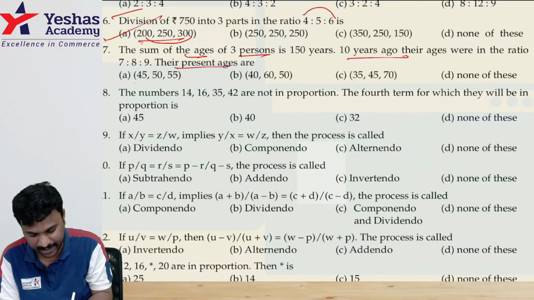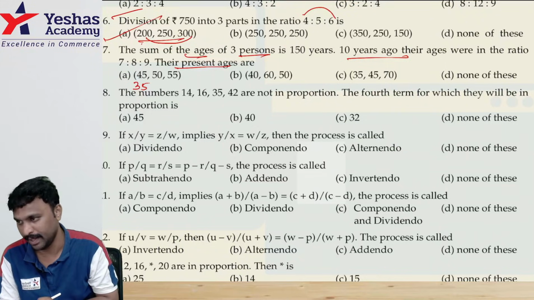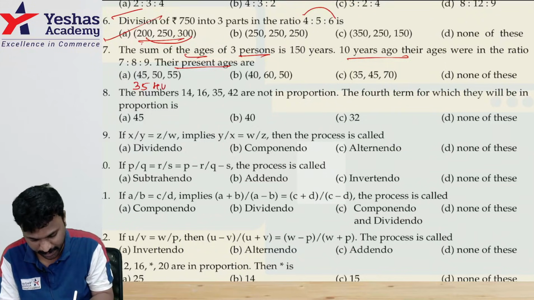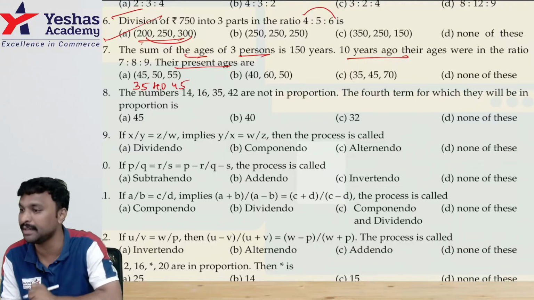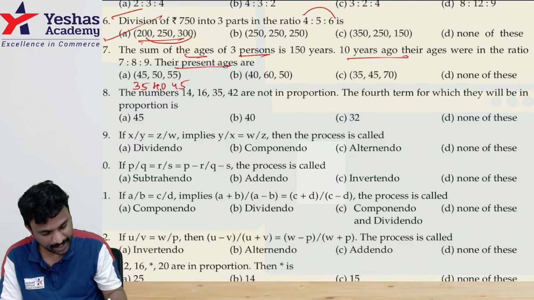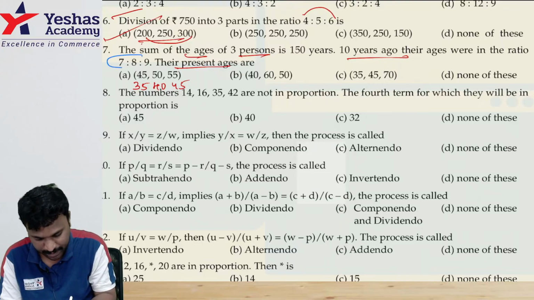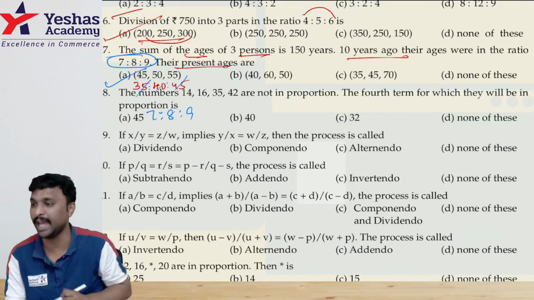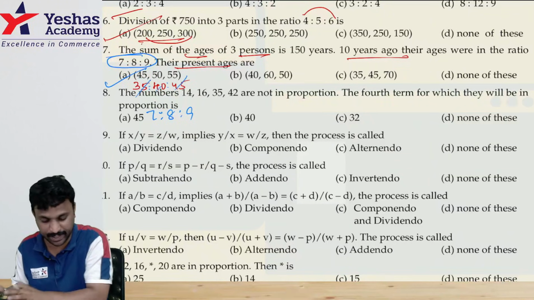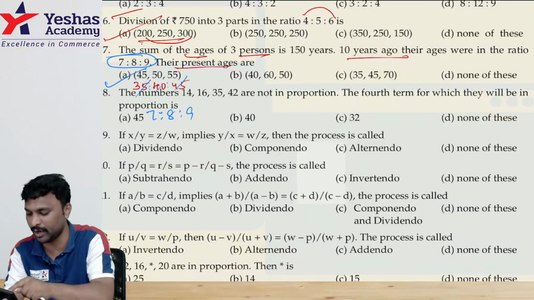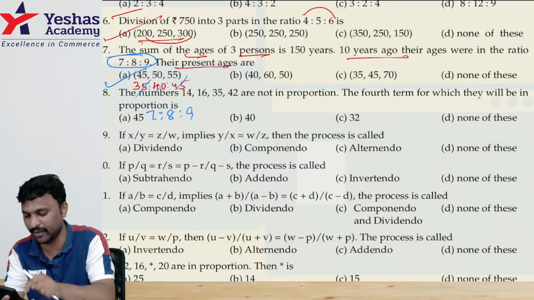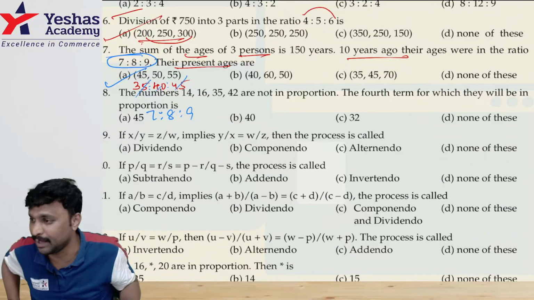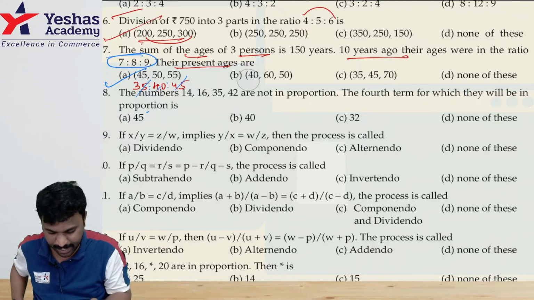Okay, if I hit the first option itself, what have they said? 10 years ago, guys, 45 becomes 35, 50 becomes 40 and 55 becomes 45, isn't it? Now the ratio of their ages 10 years ago is 7 is to 8 is to 9. If I take the ratio, 5 7s are 35, 5 8s are 40, 5 9s are 45, isn't it? That means option A itself is the right answer. First of all, check whether the sum of the three ages is 150 or not. 45 plus 50 plus 55 fetches you 150 only. That means option A itself is the right answer.